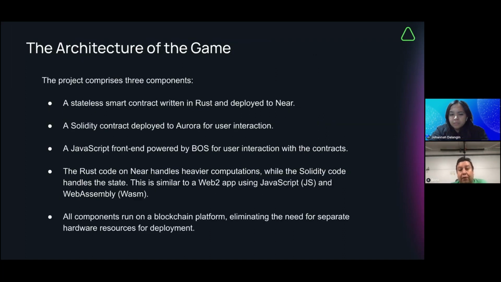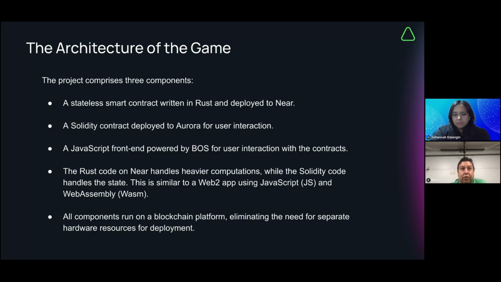The basic architecture of the game is that you create a stateless smart contract in Rust that is deployed to NEAR. Then you deploy a normal, standard contract, a stateful contract for user interaction. Then you use Boss to deploy the front end in JavaScript. So what it's doing here is the Rust code handles the heavy computation, while the Solidity code handles the state.